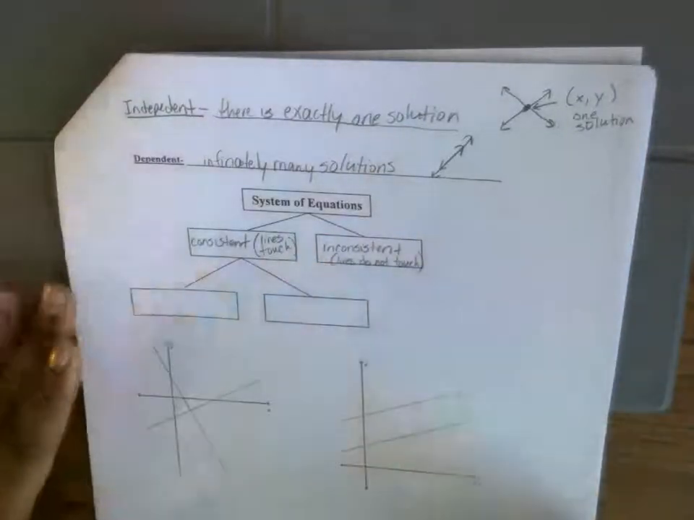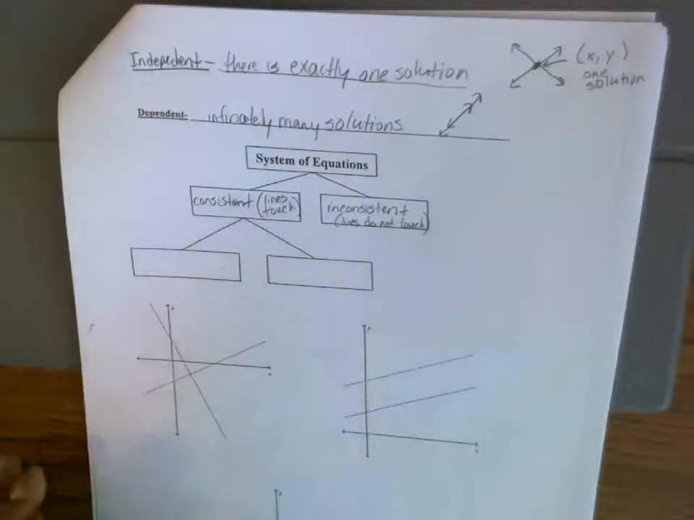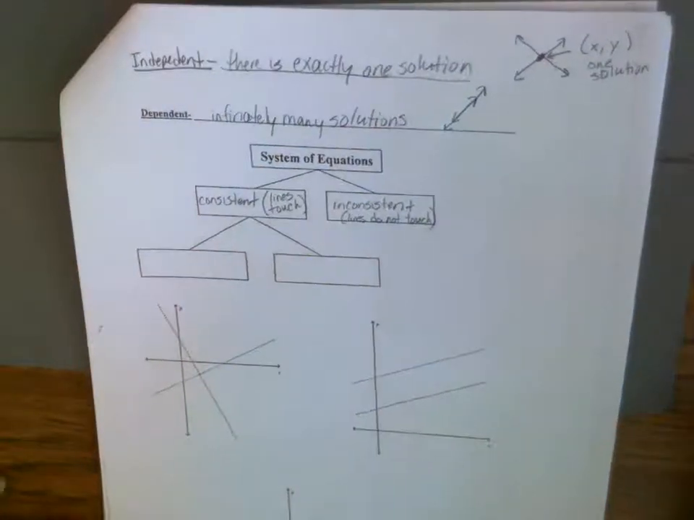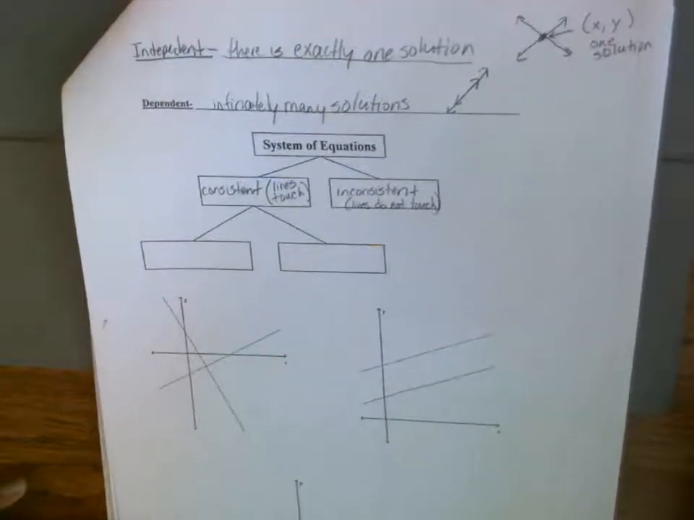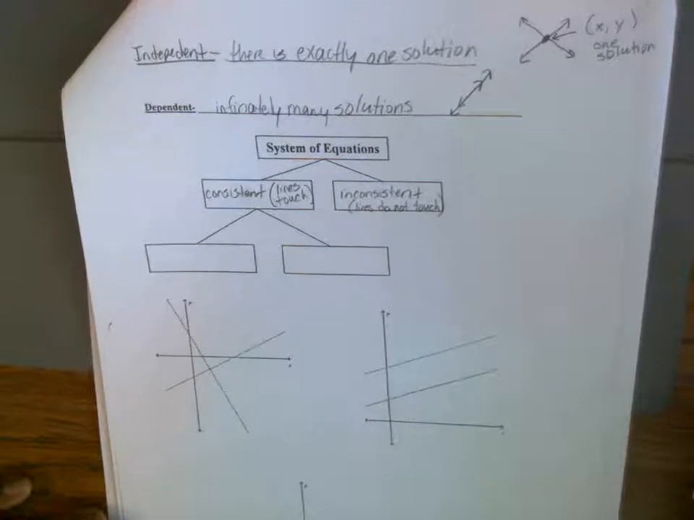Okay? So either the equations or the lines, when you graph them, either they're going to touch or they're not going to touch. If they touch, you say that they are consistent. If they don't touch, you say they're inconsistent. Any questions? Are y'all okay? All right.